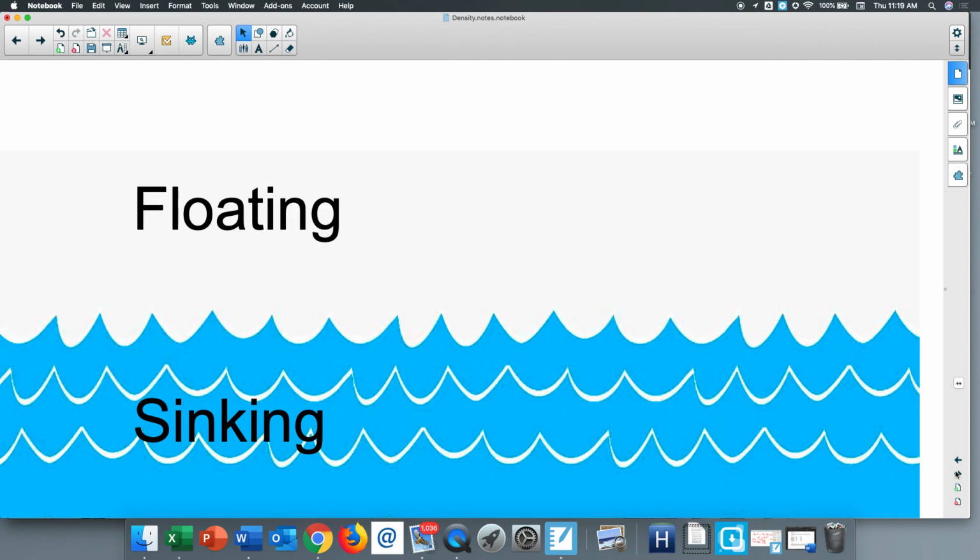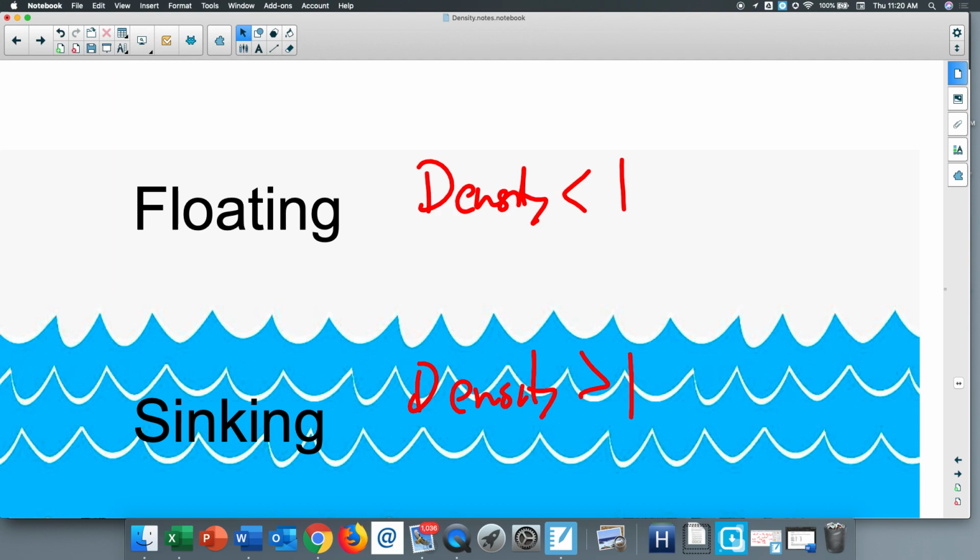If something floats in water, what can you say about its density? It's less than 1. Floating means a density less than 1. If it sinks, what can you say about it? Density is greater than 1. But that, we assume, is for water only. Everything you see is stuff floating in water, except for the demo we just did.